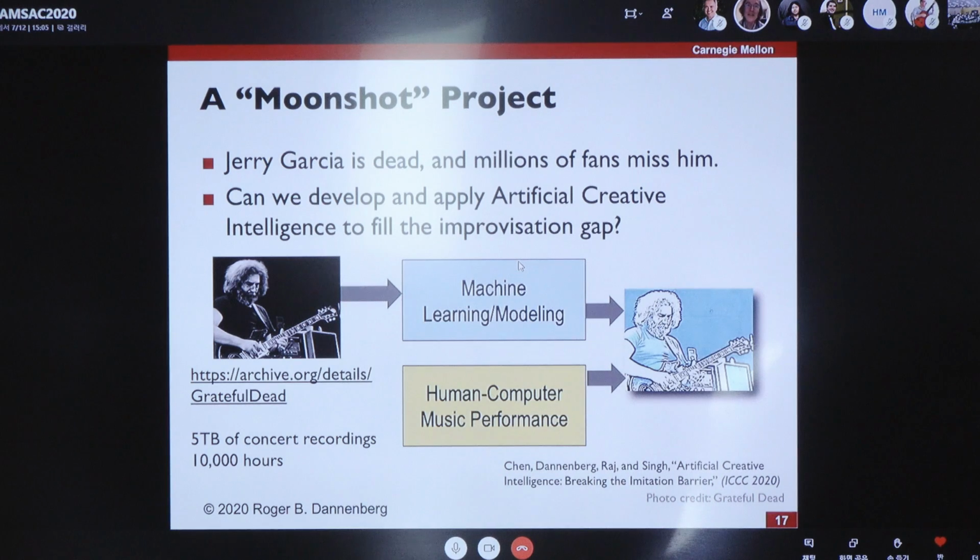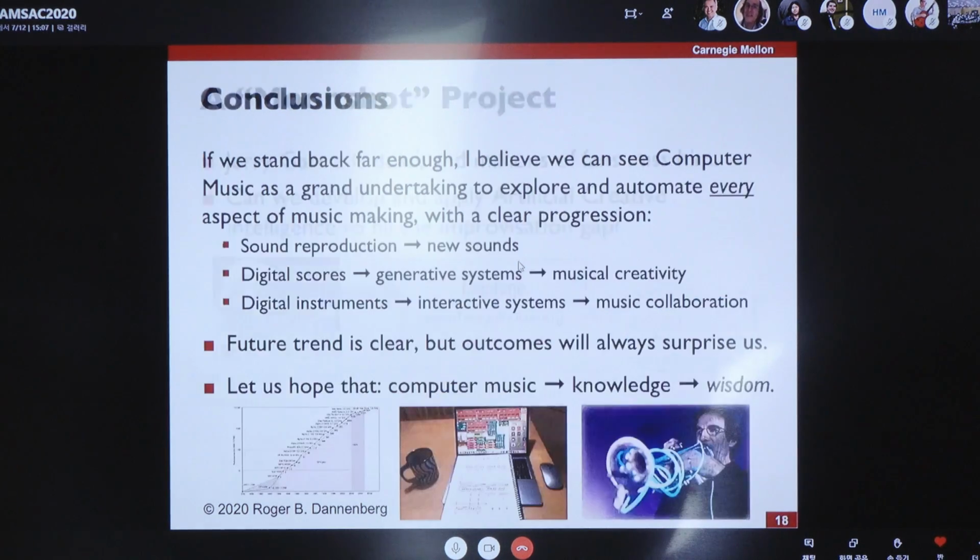So just to wrap up, if we stand back far enough, I believe we can see computer music as a grand undertaking to explore and automate every aspect of music making, with clear progressions in the area of sounds, from reproduction to new sounds, in the area of scores, from representation systems to real music, and the area of performance, from digital instruments to interactive systems and towards real music collaboration.